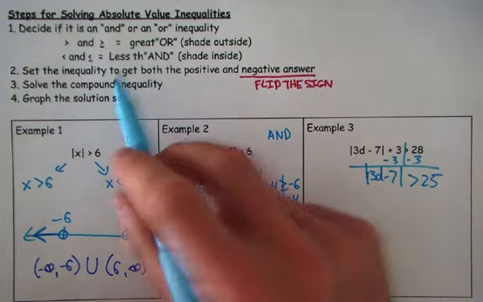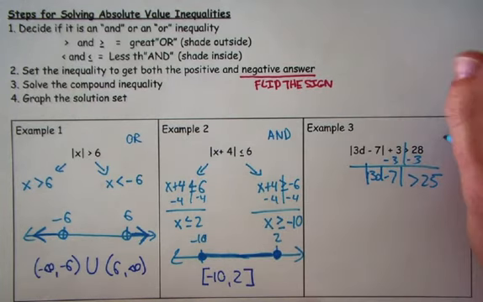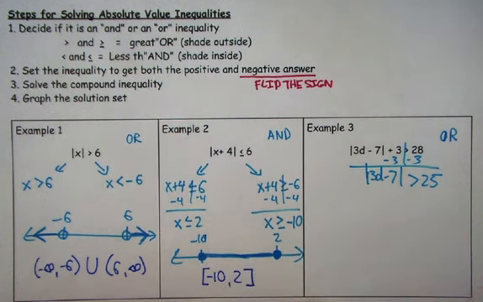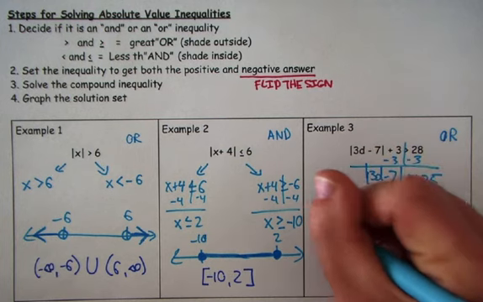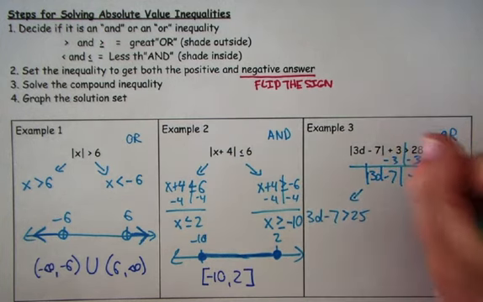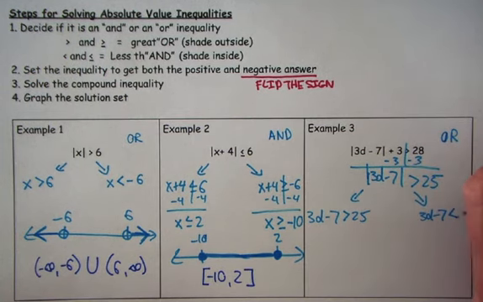Now, it is greater than, so we think it's going to be an or, shaded to the outside. Let's see what happens. We get 3d minus 7 is greater than 25. That's our positive. We got 3d minus 7 is, flip the sign, less than negative 25.